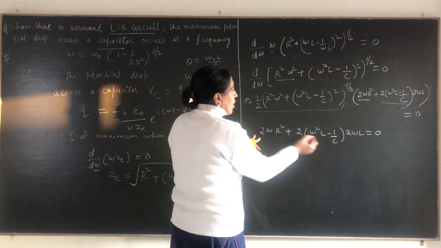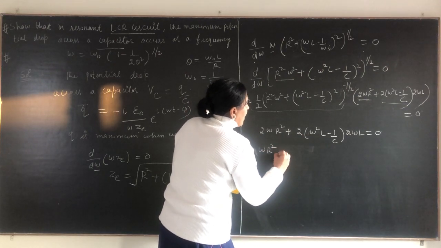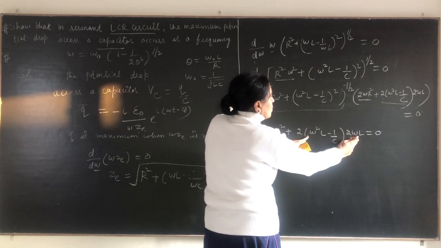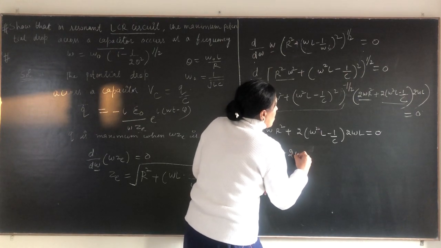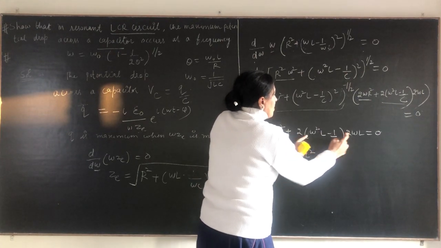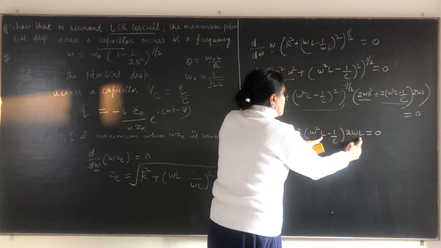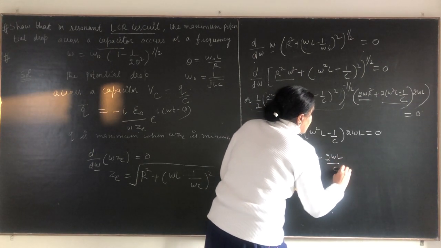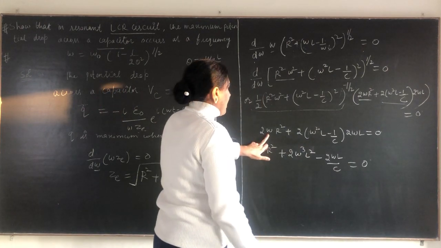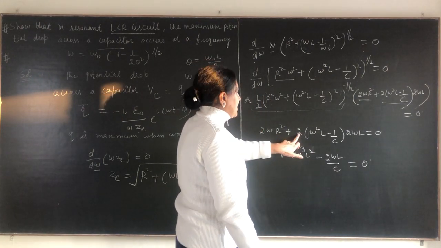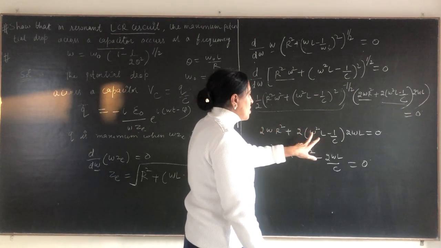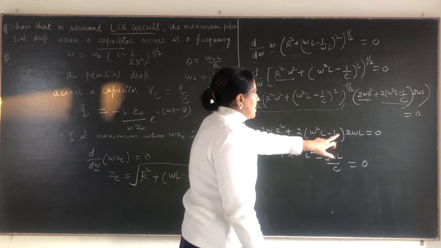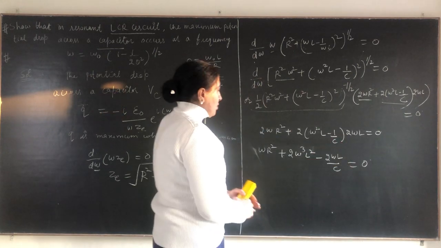Now taking 2 common. When we take 2 common, 2 goes, so omega r square plus omega square L multiplied with 2 omega L becomes 2 omega cube L square, minus 2 omega L by c, this is equal to 0.